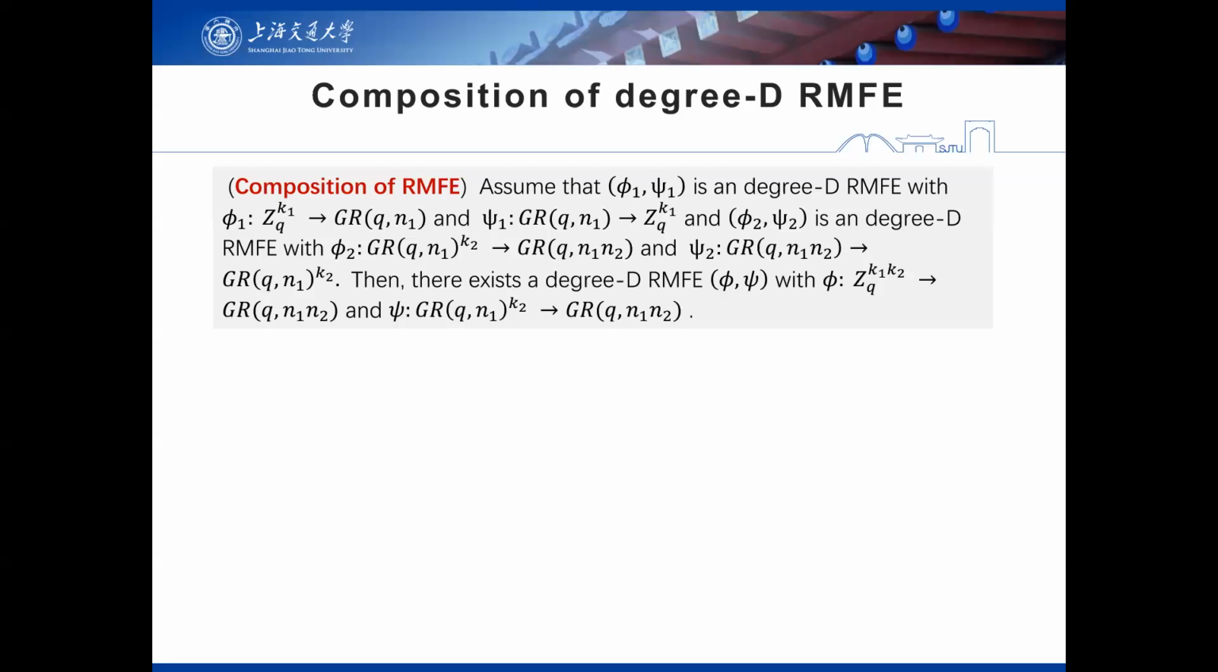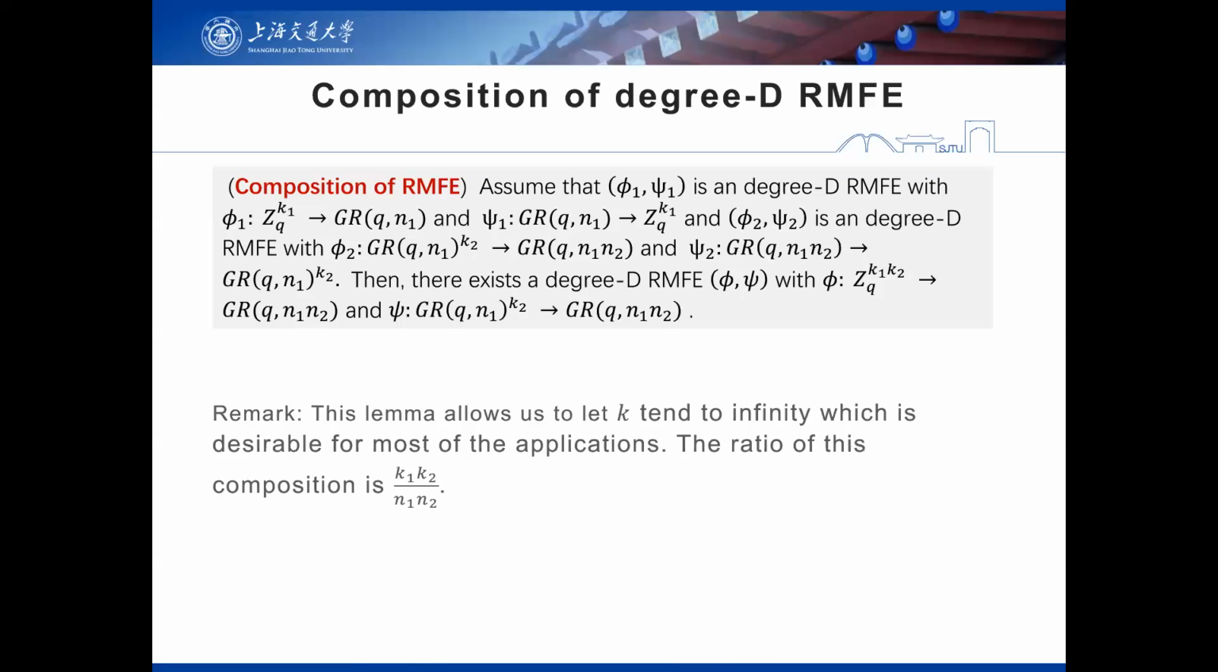Okay, so here we will introduce the composition of MFE. If we have two MFEs over different fields, the first over some small field and the other over some big field, we can compose these two MFEs, going from the small field to a very big field. So even if we have some constraint on q, we still can increase the size of K1 and K2, and this will make life easier.